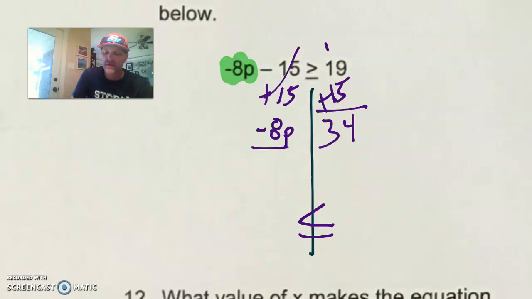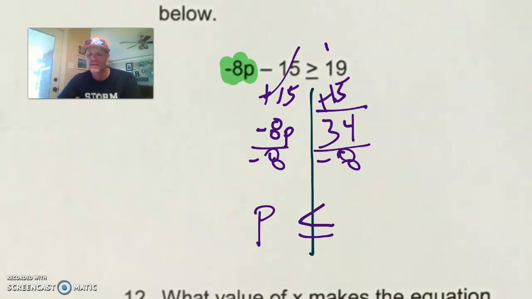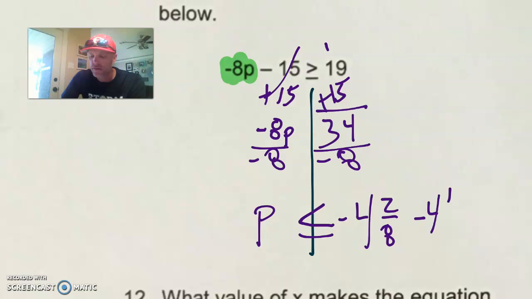So now we gotta do the opposite. Divide by -8. Alright, we already flipped the sign, so we don't have to worry about it. So P is less than or equal to 8, 16, 24, 32. It's a negative because it's a positive divided by a negative. And 8 goes into 34 4 whole times, which is 32. And so there's 2 left over out of 8. 2 out of 8, the same thing as -4 if you simplify it, is 1/4. Okay? This should be the answer right there.